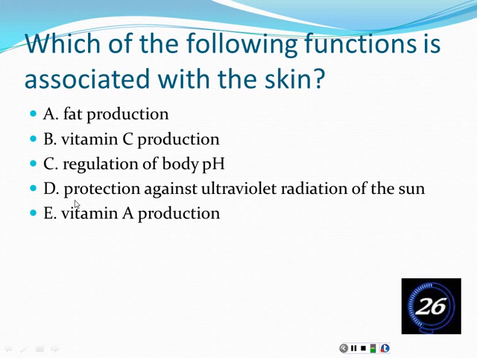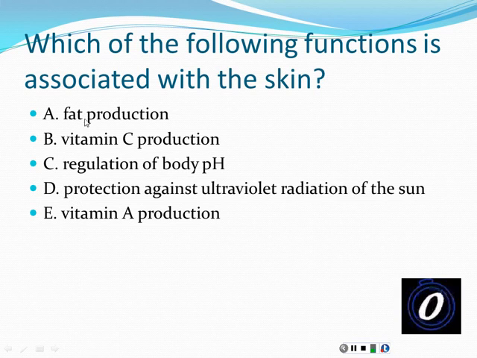So protection against ultraviolet radiation. If we didn't have the stratum corneum, which is all that keratin that we learned sits on top of the epidermis, ultraviolet radiation would severely damage the DNA in our underlying cells. So one of the reasons we have that keratin shell is to prevent UV radiation from getting through to the living cells underneath. These others, fat production, no.